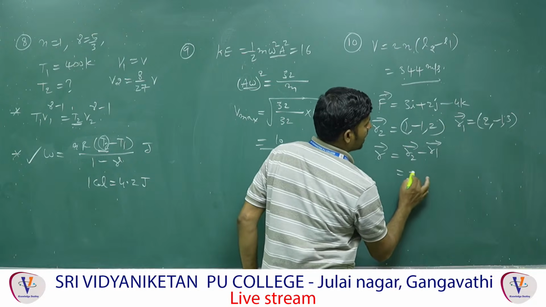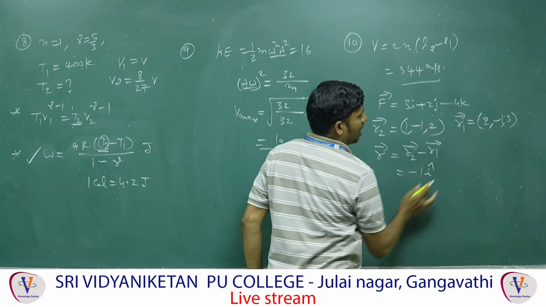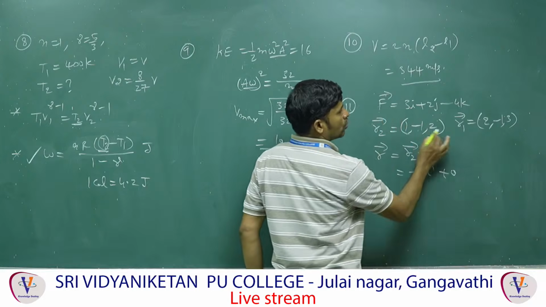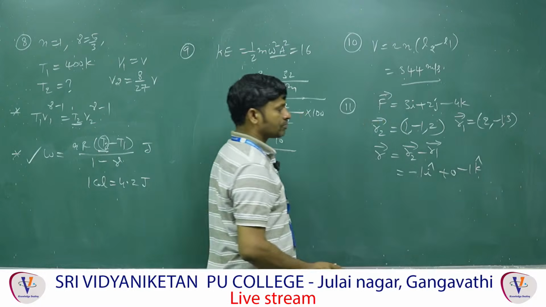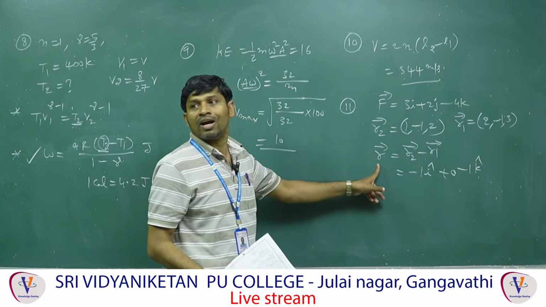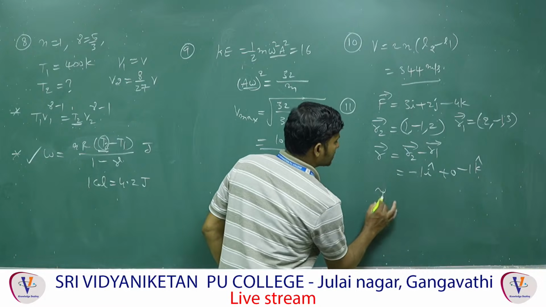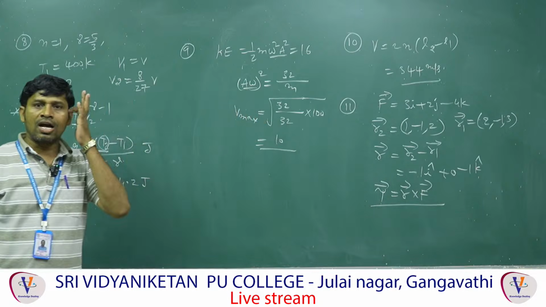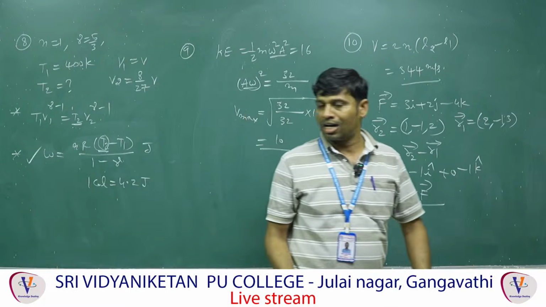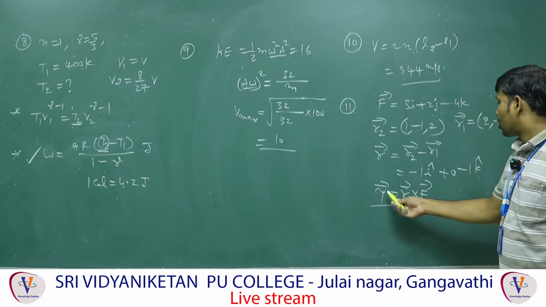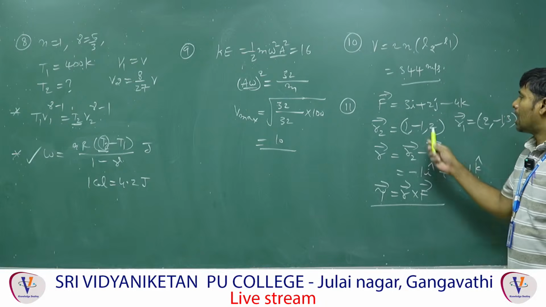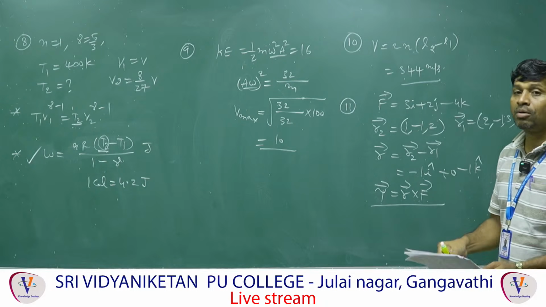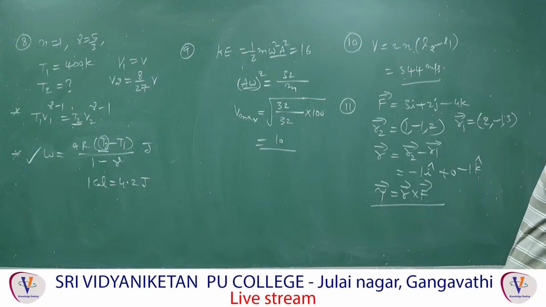In the vector formula we get the values: 1 minus 2 is minus 1, i cap; minus 1 minus of minus 1, that is plus 1, like 0; 2 minus 3 is minus 1, k cap. So that is the R bar value. Therefore, torque is equal to R bar cross F bar. R bar value is already here, F bar value is already given. Take the cross product and we get the answer. This is a previous NEET question.